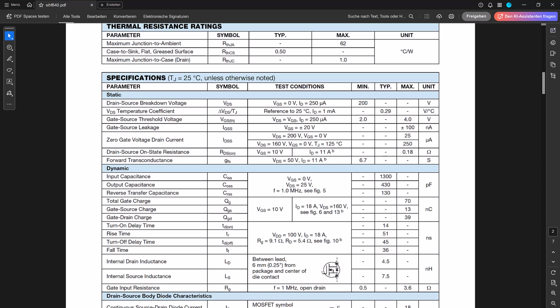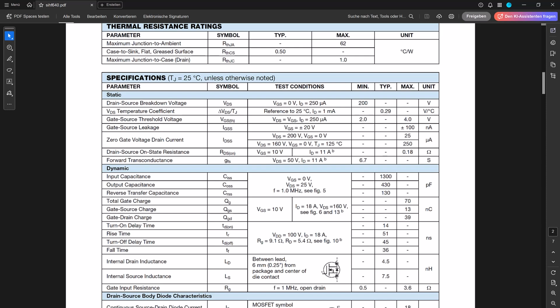CISS is the input capacitance, what the driver sees when driving the gate. CRSS is the Miller capacitance, responsible for effects we'll analyze in detail later. Be careful, figure 5 shows that these capacitances depend strongly on VDS. The values in the table represent only a single point on a curve.